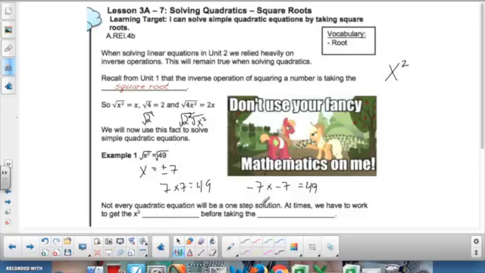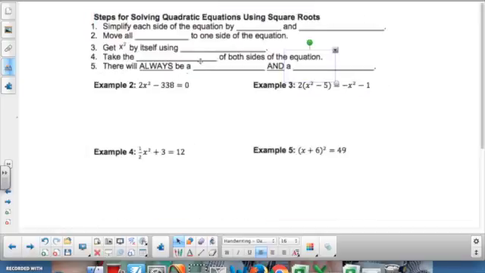Not every single quadratic equation is going to be a one-step solution. Sometimes we have to work a little bit in order to get that x squared isolated, because you have to wait until you've got that x squared all by itself before you take the square root. So let's go ahead and look at some slightly more complicated examples. I'm going to give you a step-by-step process for how to solve these, and we're going to give you those step-by-step processes for every method we give you for solving quadratic equations.